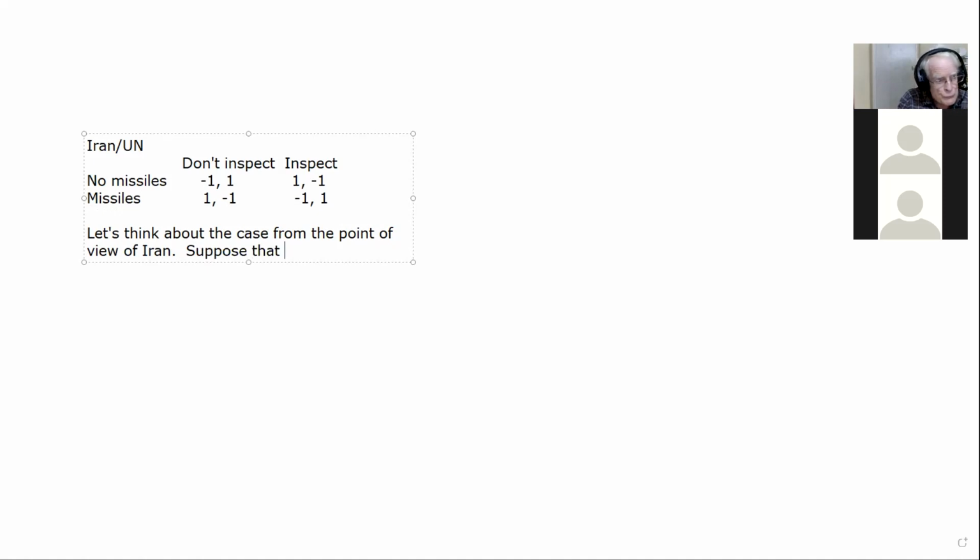So suppose that the UN does not inspect. What should Iran do in that case? Well, 1 is better than -1. So that is one best response by Iran to the UN's failure to inspect.